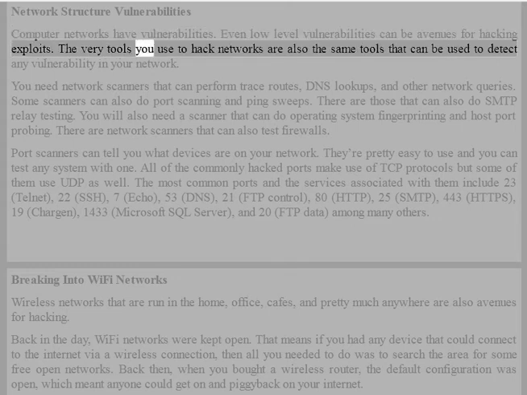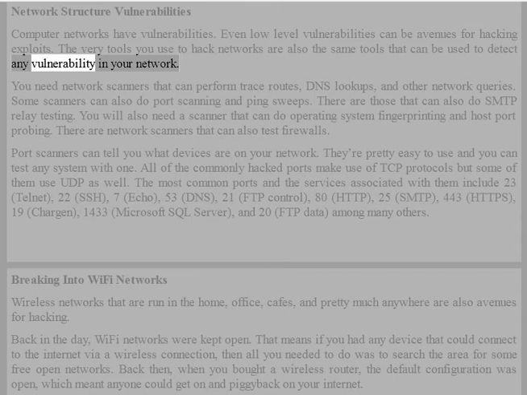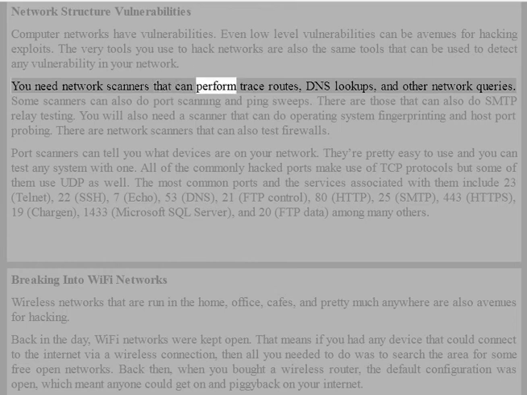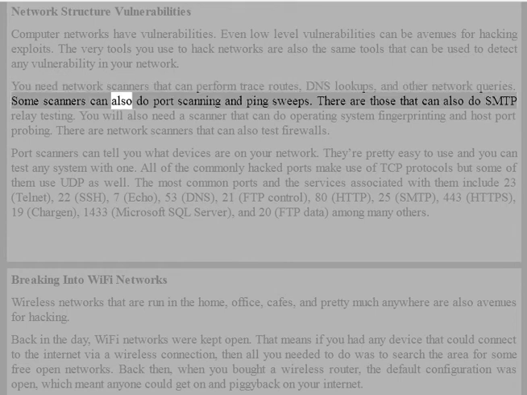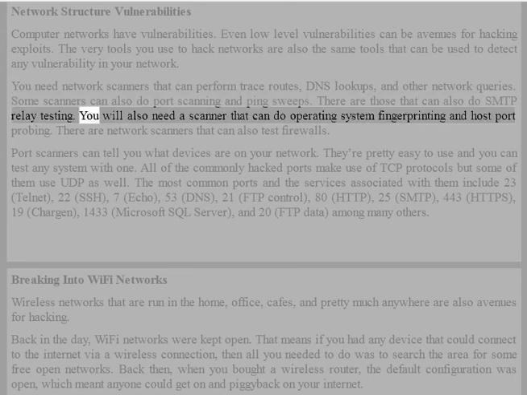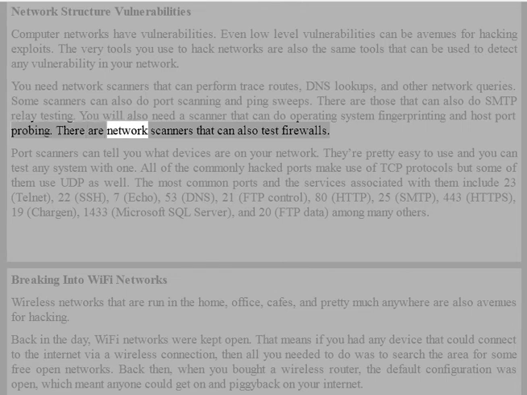The very tools you use to hack networks are also the same tools that can be used to detect any vulnerability in your network. You need network scanners that can perform trace routes, DNS lookups, and other network queries. Some scanners can also do port scanning and ping sweeps. There are those that can also do SMTP relay testing. You will also need a scanner that can do operating system fingerprinting and host port probing. There are network scanners that can also test firewalls.